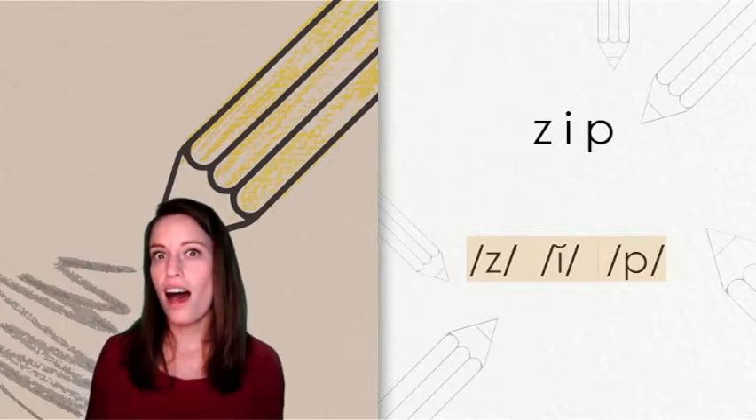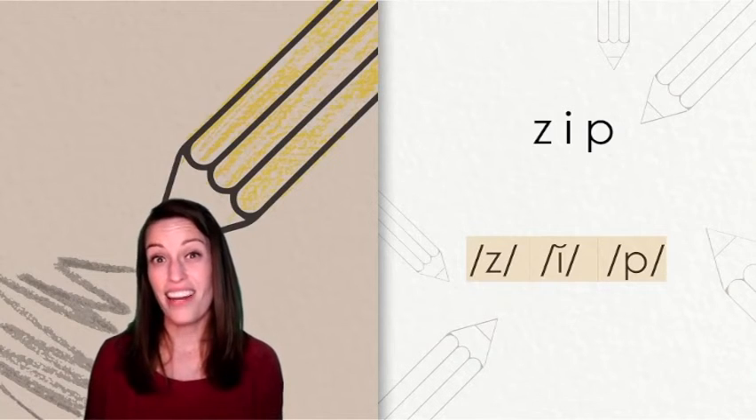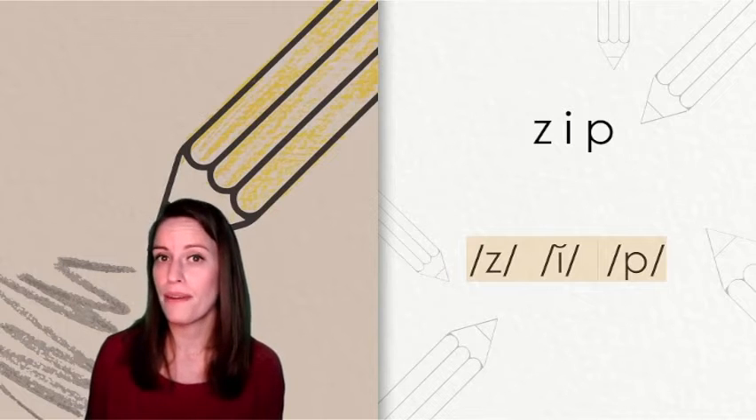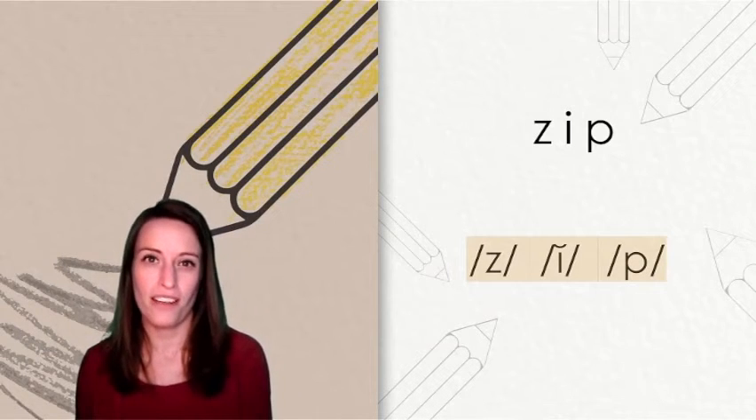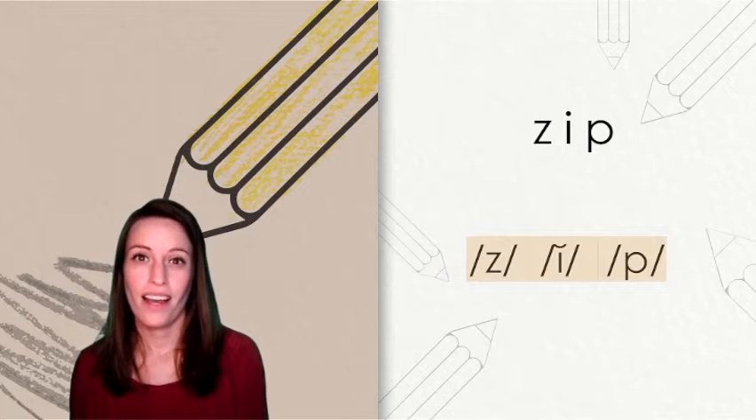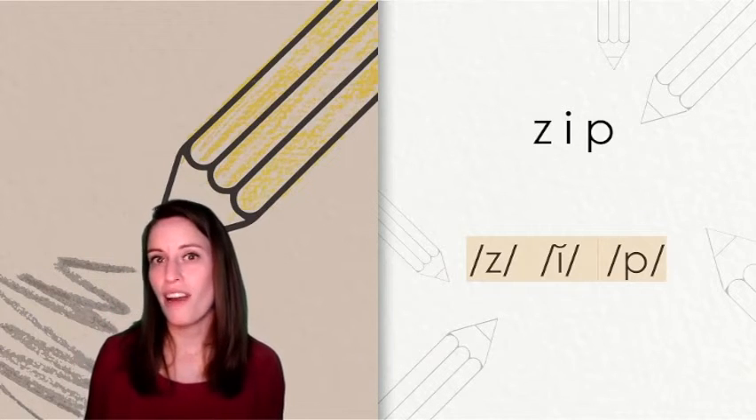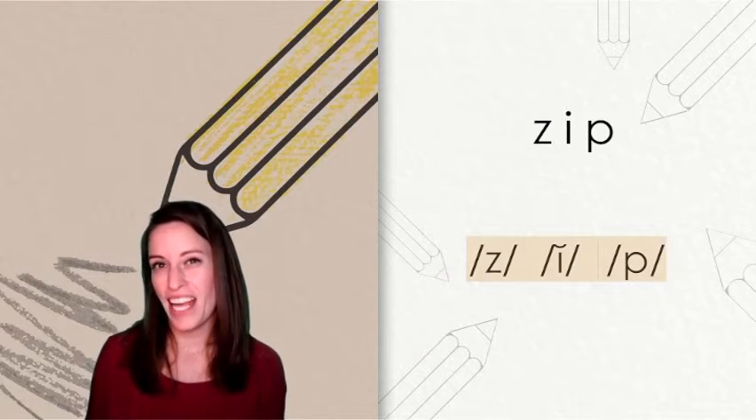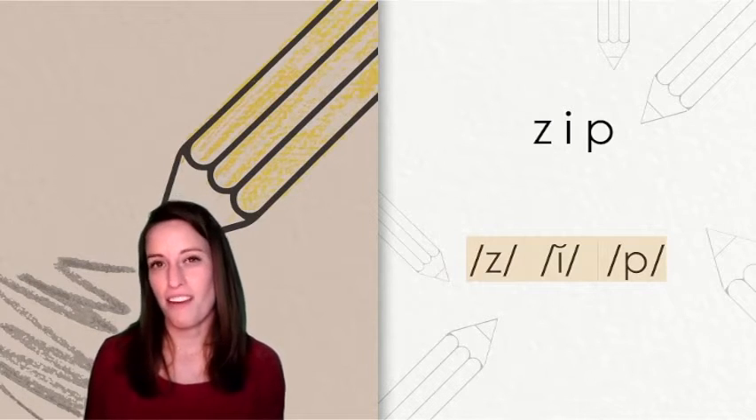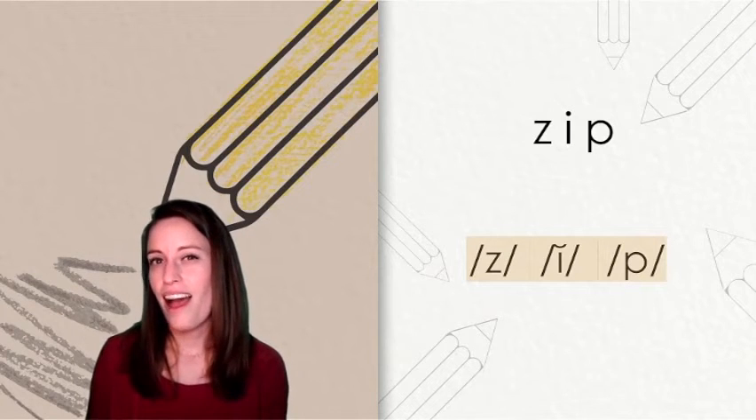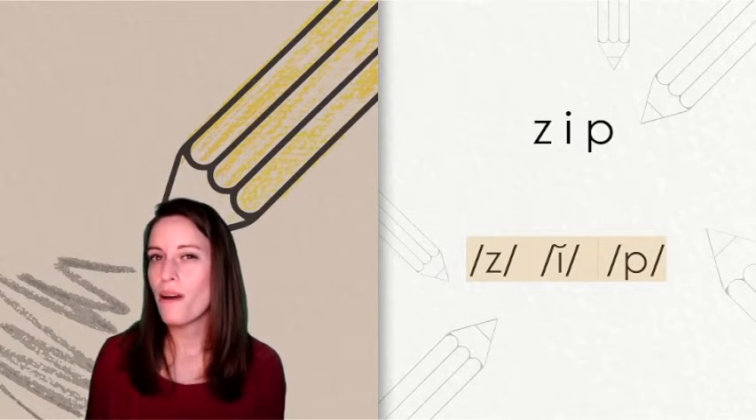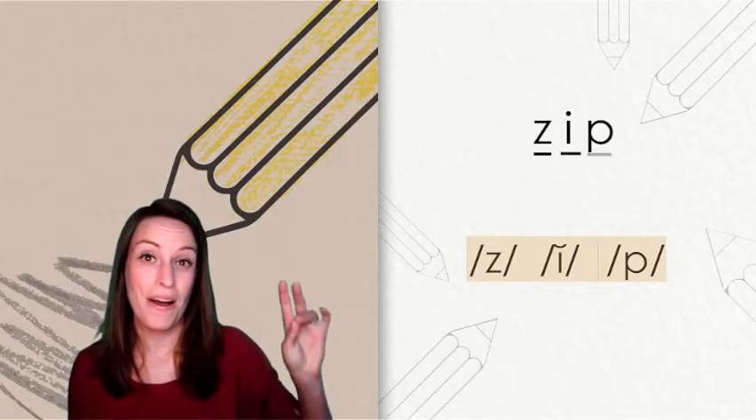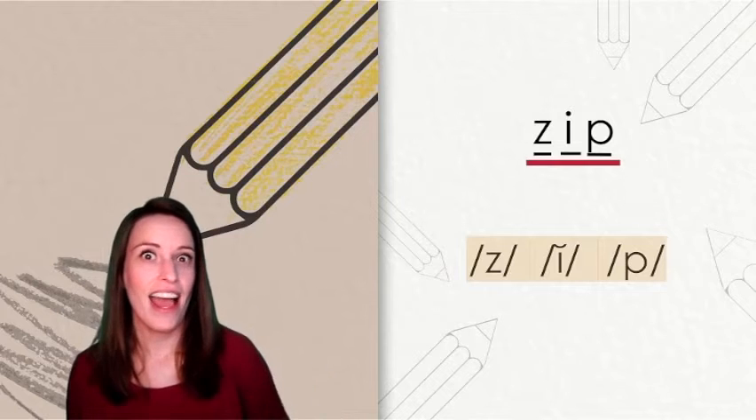And then a lowercase i. The letter i here says i. It's a short vowel sound because zip is a closed syllable word. And finally, you can write the lowercase p. Starting at the middle line, pull down, jump up, and around. Let's tap out the word zip one more time together. Z, i, p, zip. Excellent work.